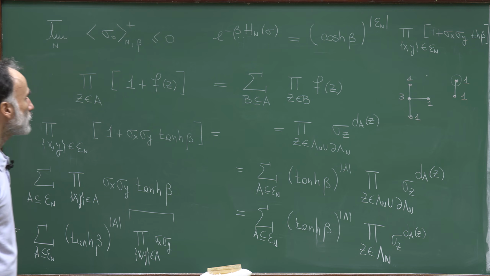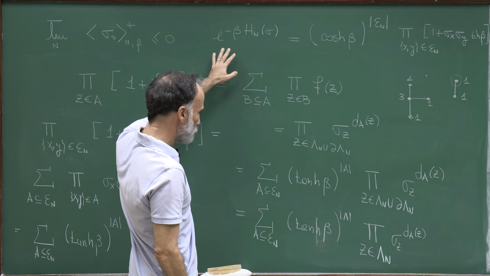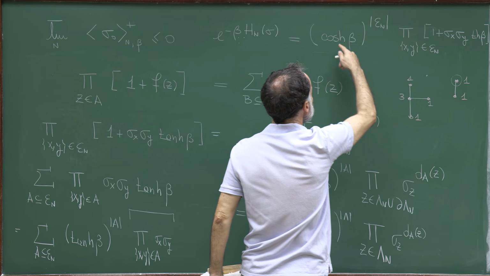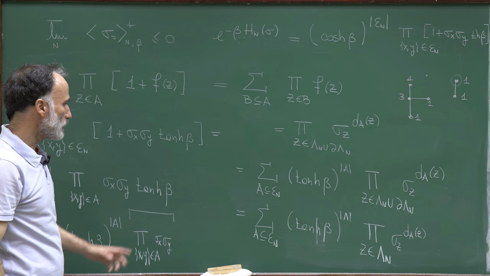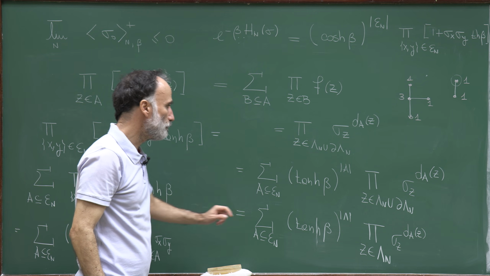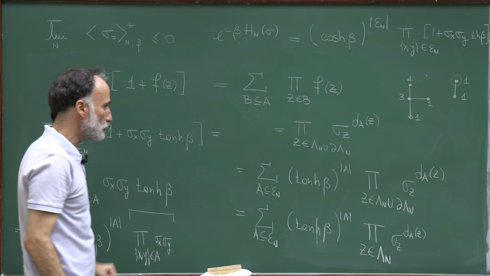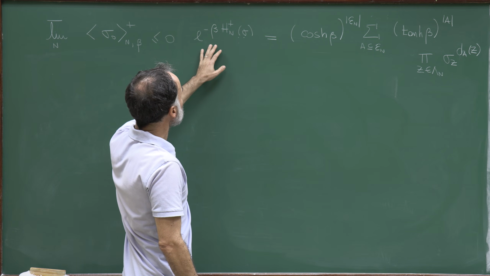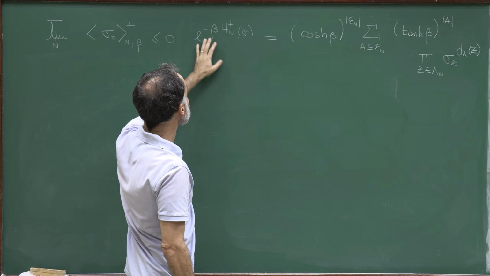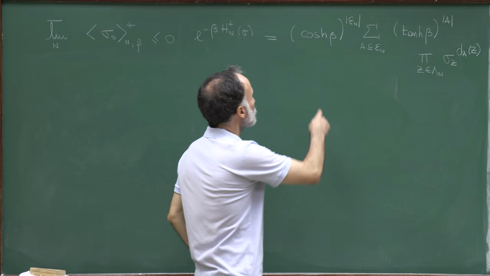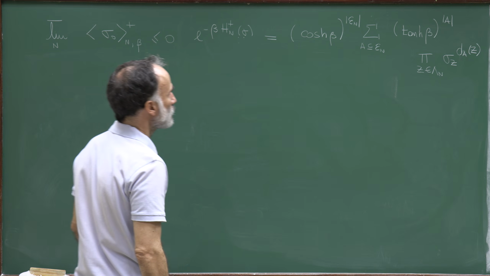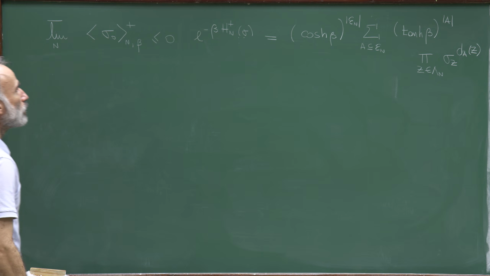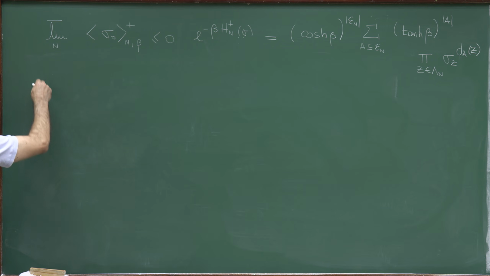And so now, for the exponential of minus beta, what we proved up to now is that this weight is equal to this factor, the hyperbolic cosine of beta to the power |E_n|, times this sum. This is the formula we obtained, and this is the end of step 1. So in step 1, we obtained an equation for the weight. Now I want to use this expression in order to compute the partition function, to get a formula for the partition function.